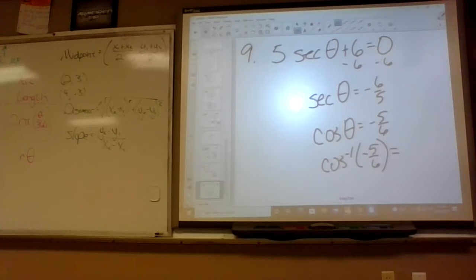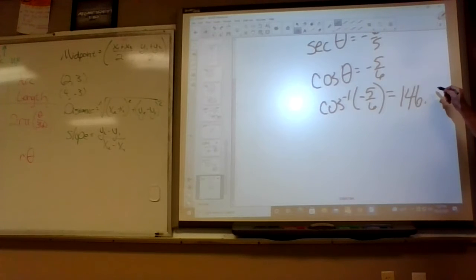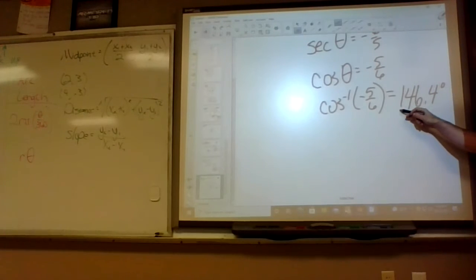It says ABS. What did we get on this one? 0.4. Alright. So this is cosine equals a negative, right? Where is cosine negative? Second and third quadrant. This is a second quadrant angle, so that's one of our answers.